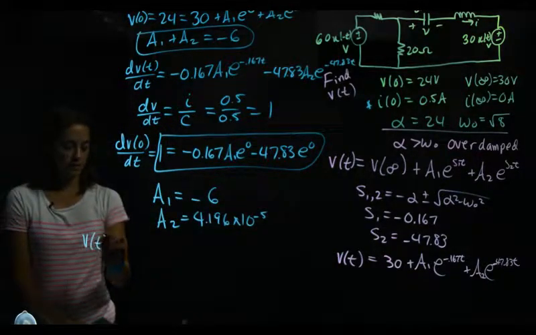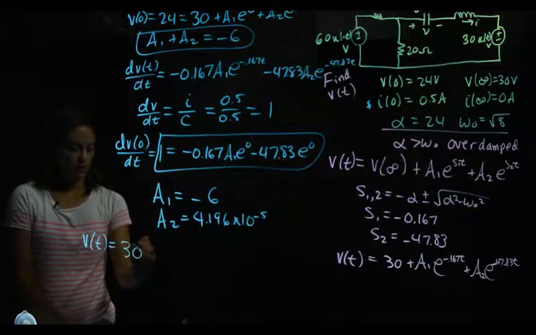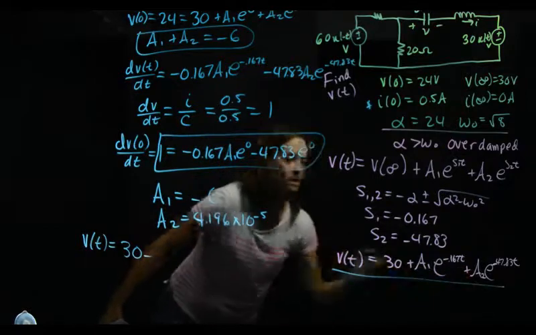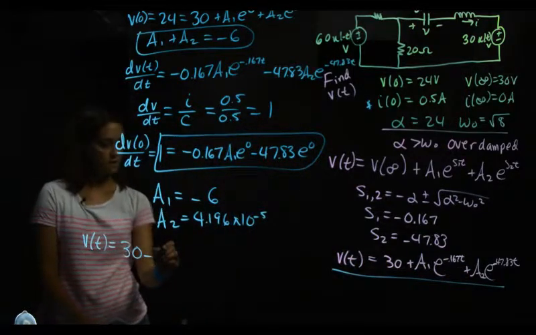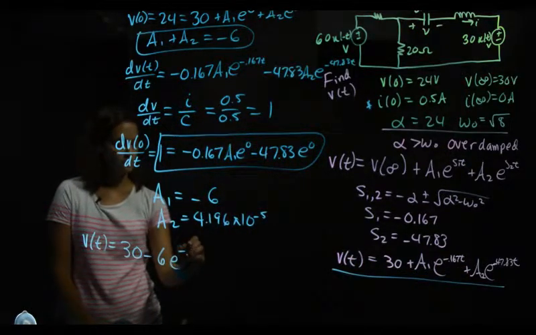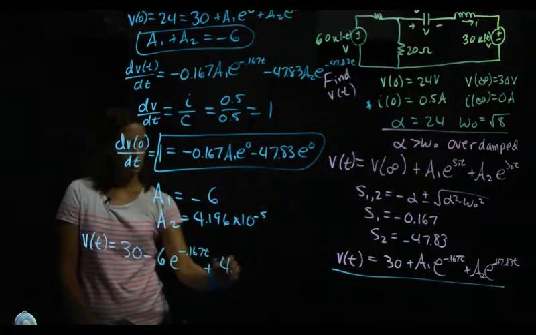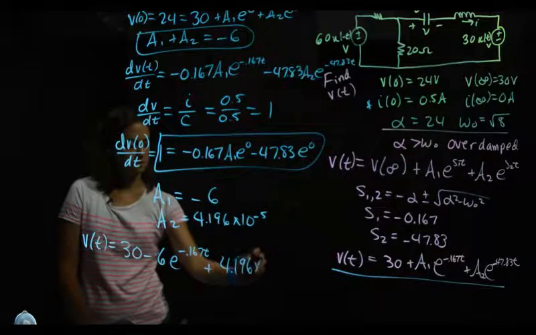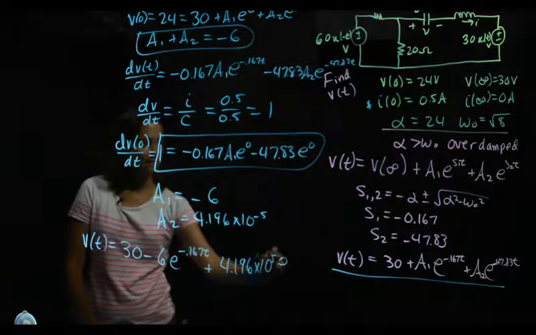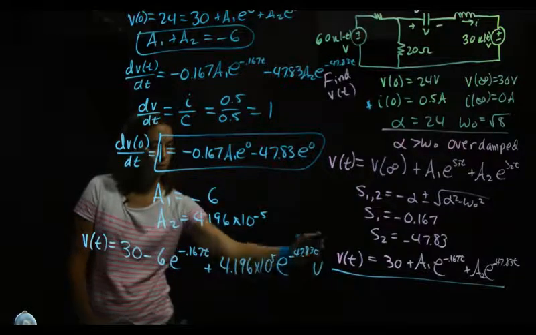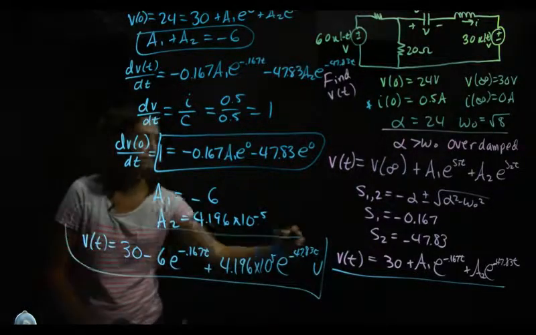So our final answer is 30 minus, we're plugging A1 and A2 into here, minus 6e to the minus 0.167t plus 4.196 times 10 to the minus 5th e to the minus 47.83t volts. Well, there is our final answer.